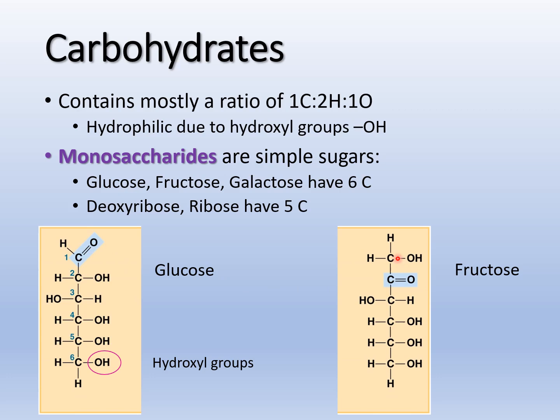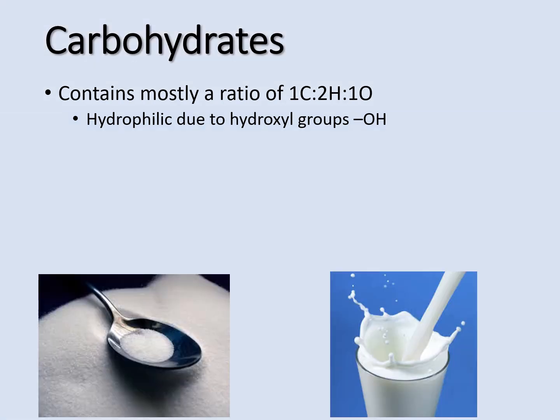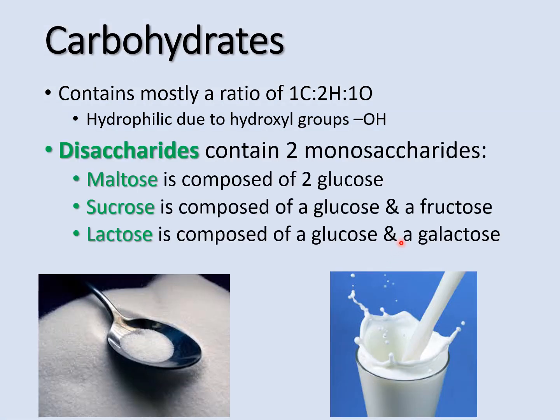And then we have fructose, which is similar to glucose, but if you see that double bonded oxygen is in a different location, so it's on the second carbon instead of the first carbon. So again, they're similar and they have the same amount of carbon, hydrogen, and oxygen. They're just slightly different in their structure. Okay?